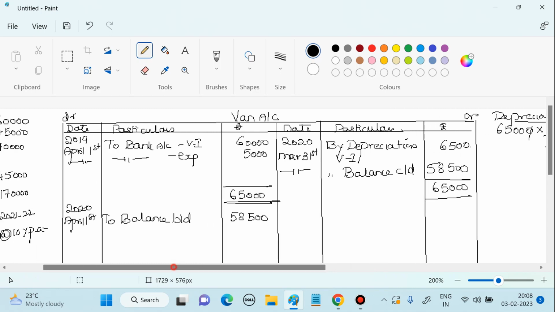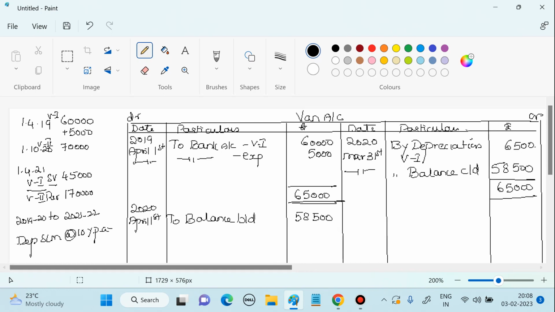Now, after the first year, we have to look at this purchase of van 2. Van 2 was purchased on 1st of October 2020. And the year is from 1st April 2020 till 31st March 2021. So this is the year of purchase. So write October 1st to bank account. You would have van 2. How much is the value? 70,000.